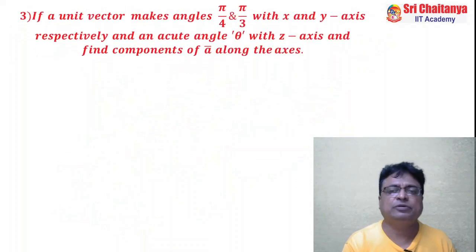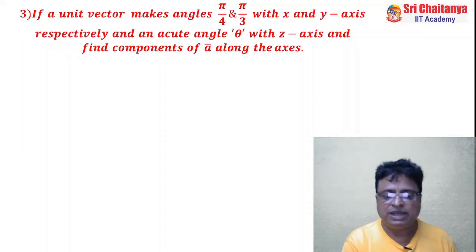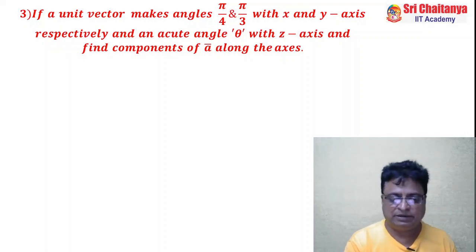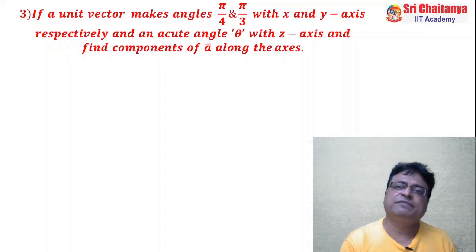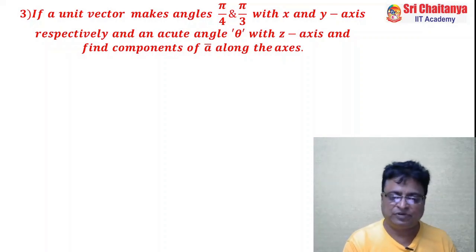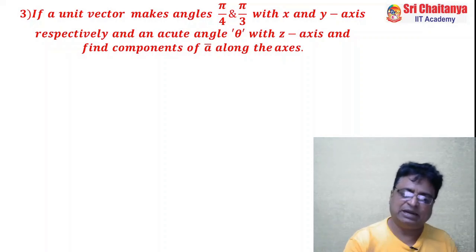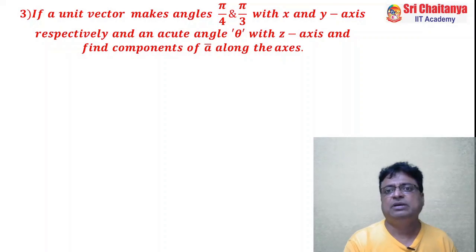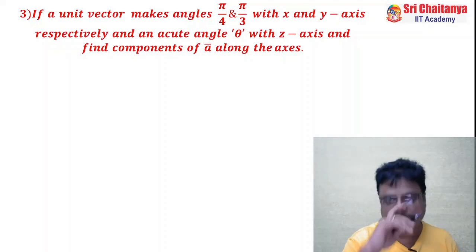Okay. Now coming to the third problem. If a unit vector makes an angle pi by 4 and pi by 3 with x and y axis respectively, and an acute angle theta with the z axis, find the components of a bar along the axes. So a unit vector is given, which makes an angle pi by 4 with x axis and pi by 3 with y axis, and theta, that means the angle made with z axis, is given.